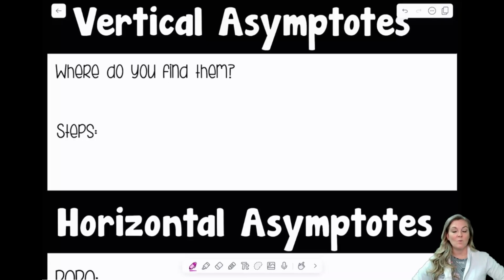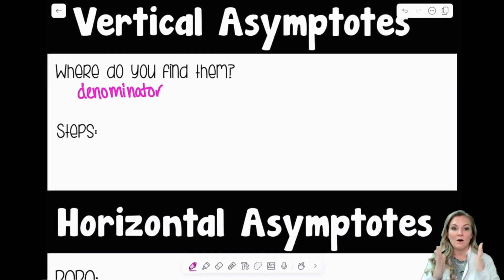There's got to be a way for us to still find these asymptotes without the use of A, H, and K. So let's first talk about vertical asymptotes. Where did we find them before? We found them in the denominator because it was H. We are still going to find them in the denominator. Our vertical asymptotes are still based on what makes the denominator 0.